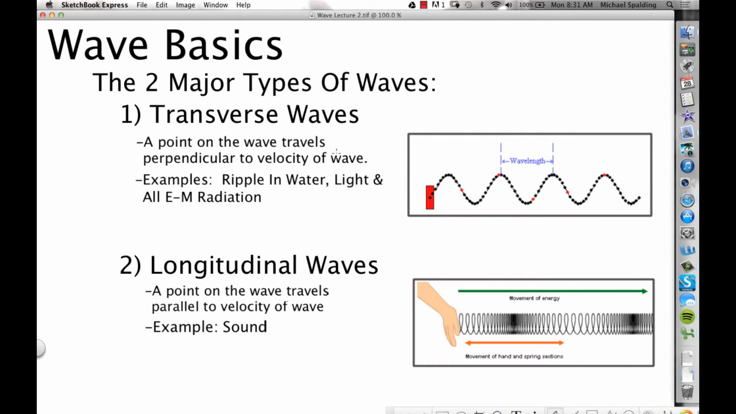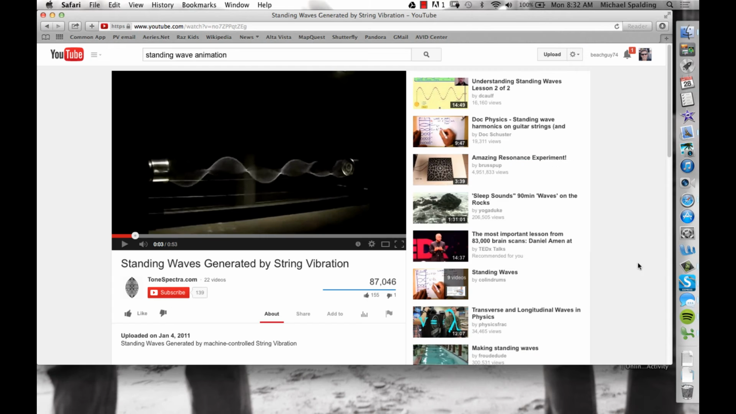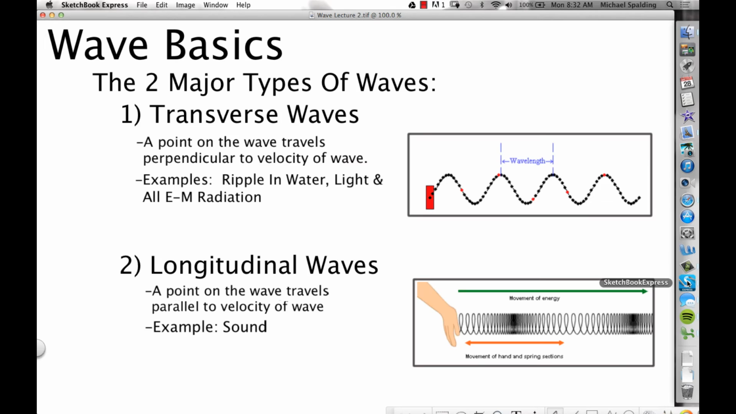Okay, wave basics. The two major types of waves. I've seen this on the AP test, on the multiple choice. They like to. Who's seen this on the multiple choice? Transverse and longitudinal. They like to ask this. Real simple. Okay, the two major types of waves.